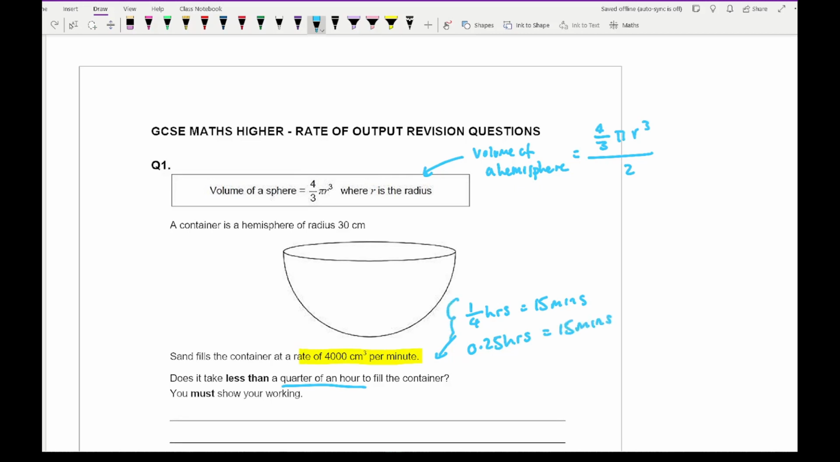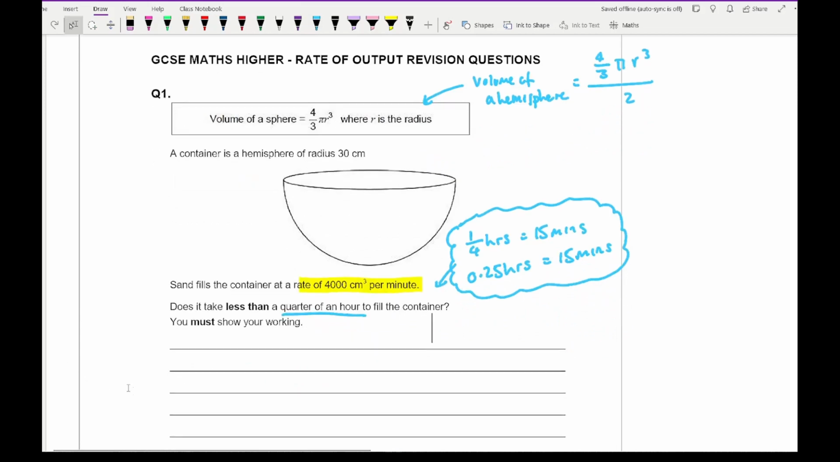So it's always important that you decide, be a bit confident in saying, right, okay, which units am I going to go for? So either minutes or hours, which is entirely up to you. So let's go through how we actually work through these questions.